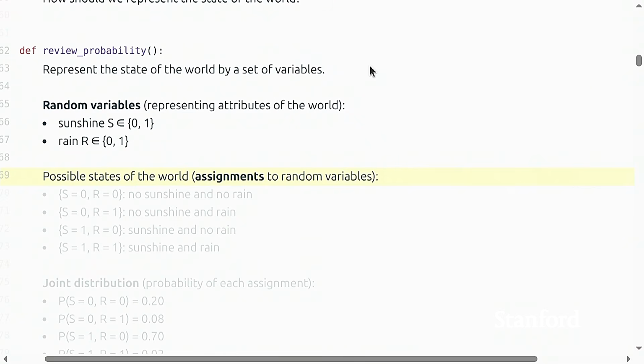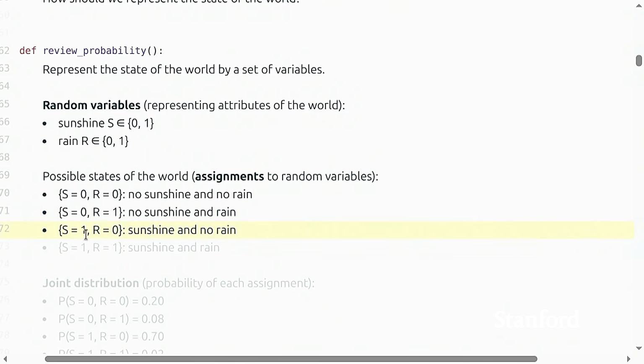Given these two variables, we can now characterize what state the world could be in. These are called assignments to random variables. If you have S equals 0, R equals 0, that means it's not sunny and it's not raining. S equals 0, R equals 1, it's not sunny, but it is raining. S equals 1, R equals 0, it's sunny, but it's not raining. And here it's both sunny and raining. Given two variables, you just look at all the possible values that they can take on, and those are your possible assignments.